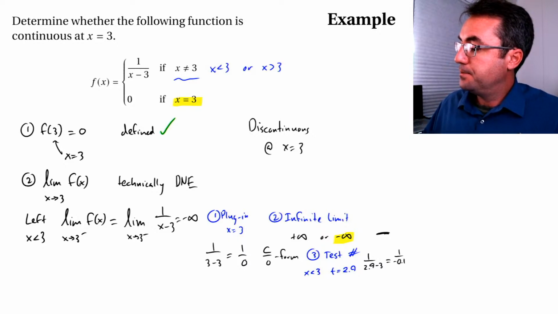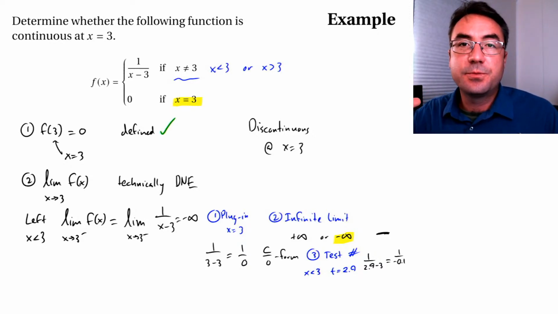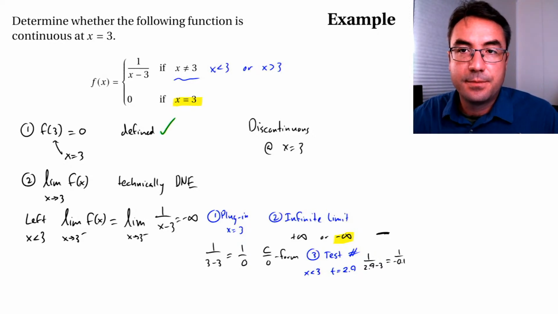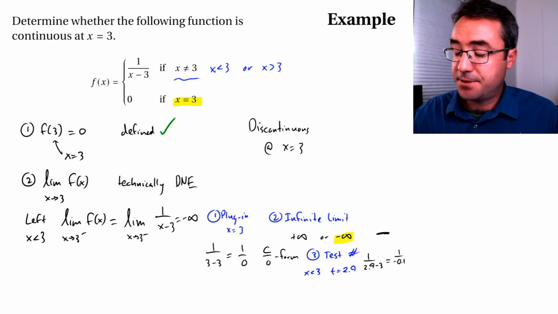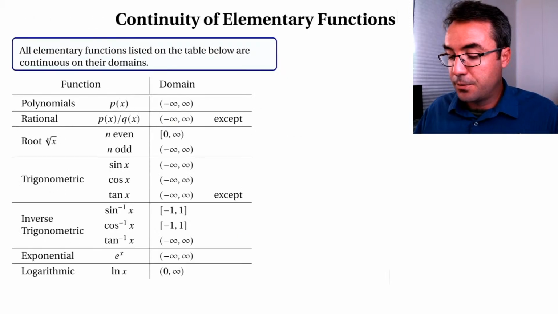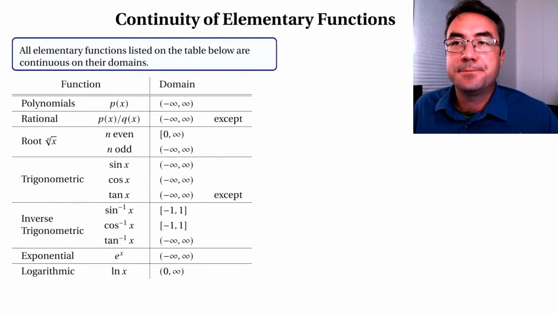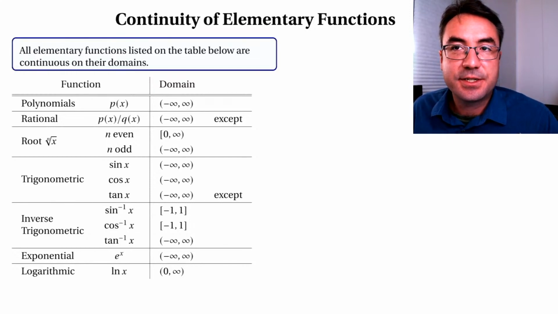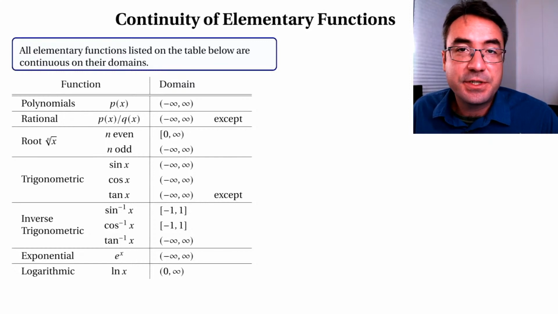So it turns out that most of the functions we are going to look at in this course are continuous. And so we're going to be lucky most of the time. So we have this list here. All of these elementary functions on this list are continuous on their domains. So polynomials, they're always continuous. Every single x value, it's continuous at.